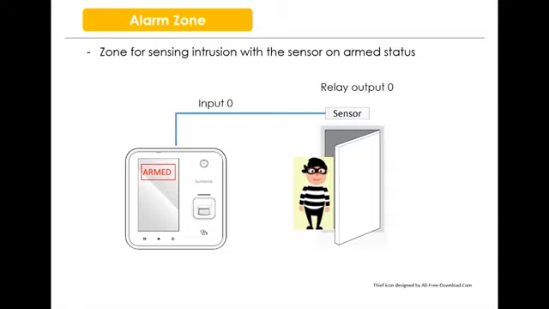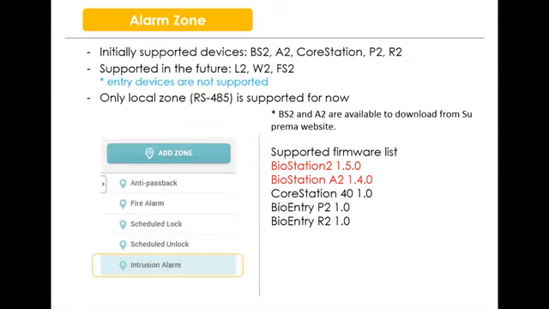A new zone called intrusion alarm zone is introduced with BioStar 2.5. The alarm zone's function is to detect any intrusion during armed status of the zone. This is basically something you would turn on at the end of the day after closing your office and disarm when you start the day.